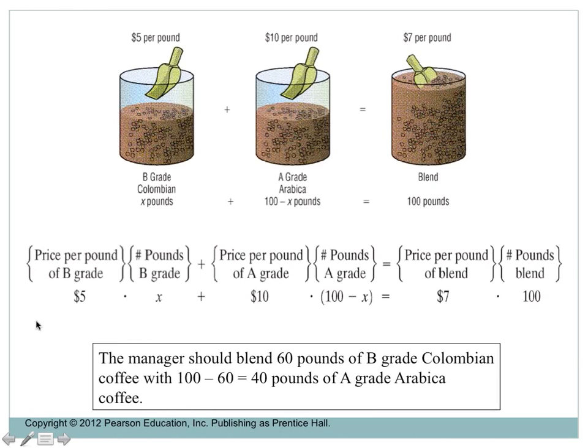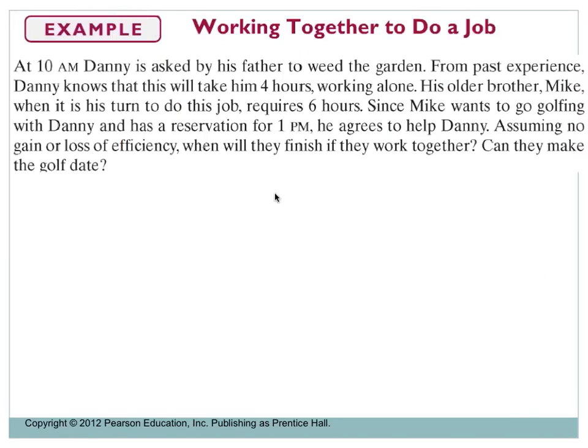So it's not all worked out here, but you're going to have 5x plus 1,000 minus 10x equals 700, just by distributing everything. You're going to get all of your x's on one side, all of your numbers on the other, and just solve. It should be a really easy linear equation. And what you should get is x equals 60. So that means that we should use 60 pounds of the Colombian coffee and 40 pounds of the grade A coffee.